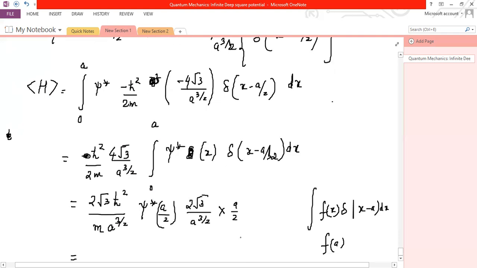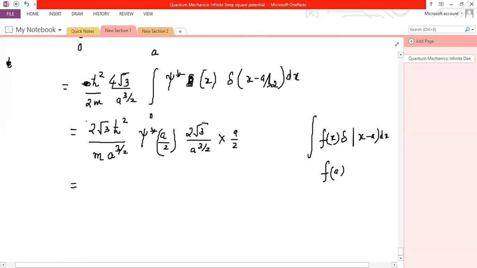And finally, you are going to get what? So I think this is quite clear. 2 root 3 into 2 root 3 is 4. 4 into 3 is 12. 12 divided by 2 is 6. H bar square will come in its place. This m will come in its place. A to the 3 by 2 is a square. Sorry, a cube.